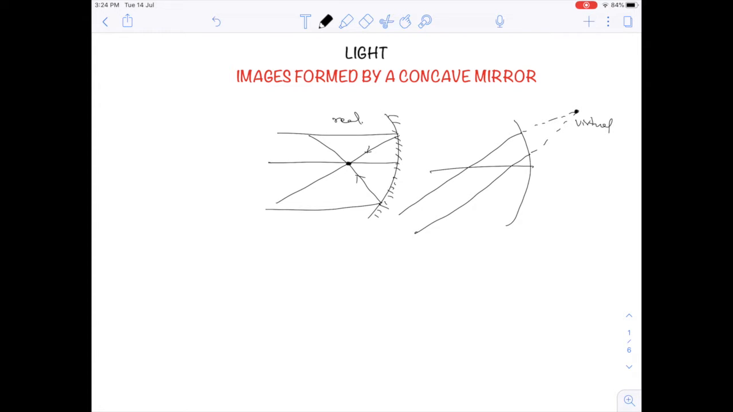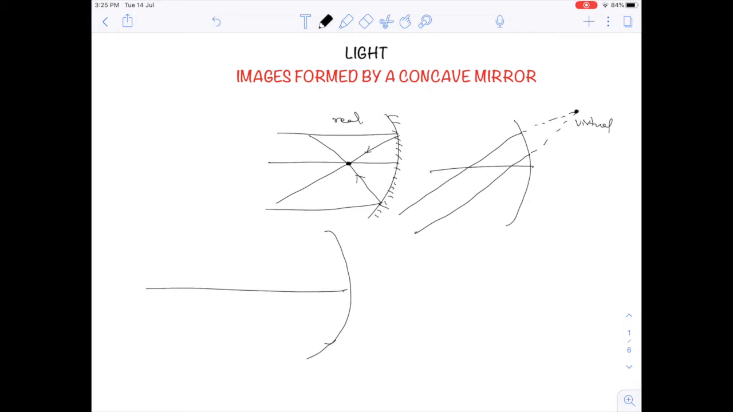Now today's discussion, we will see what the positions of these images in a concave mirror are when an object is placed. So the position of the object decides the position of the image and also the nature of the image. The nature of the image means the size of the image and whether it is real or virtual. So the characteristics we will discuss. Now to understand that, I will be discussing different positions.